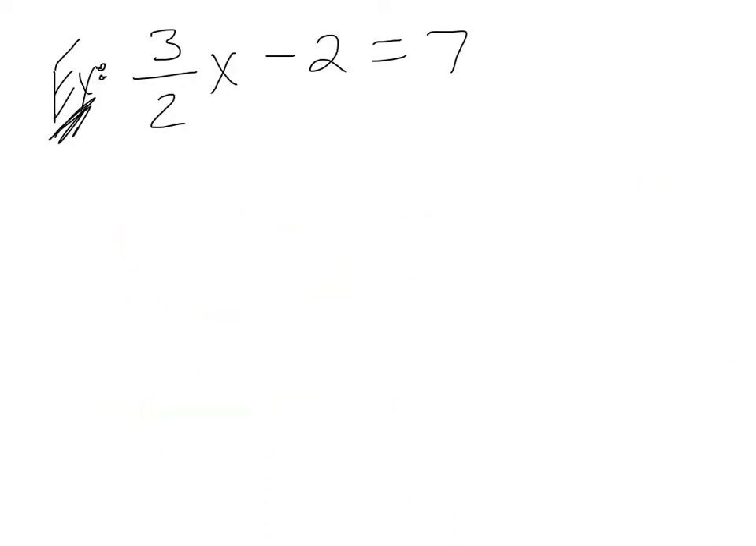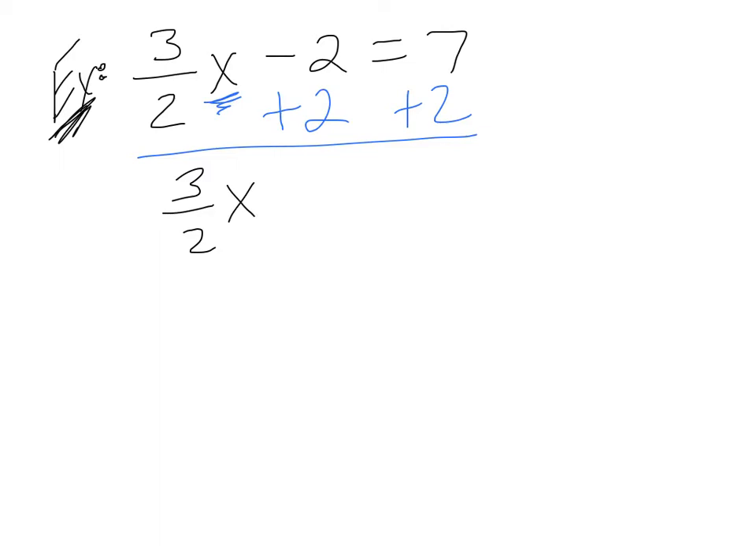Okay, here's a fun example. We've got an equation here that we have to solve for x. Is there anything we can do to simplify the left side? No. Is there anything we can do to simplify the right side? No. Okay, let's tell the story about x. X is being multiplied by 3/2 and subtracted by 2. So let's add 2 on both sides.